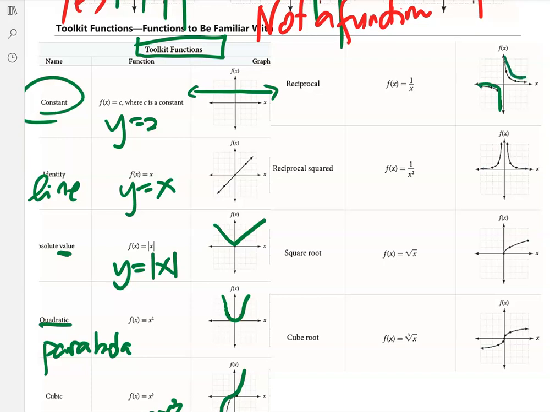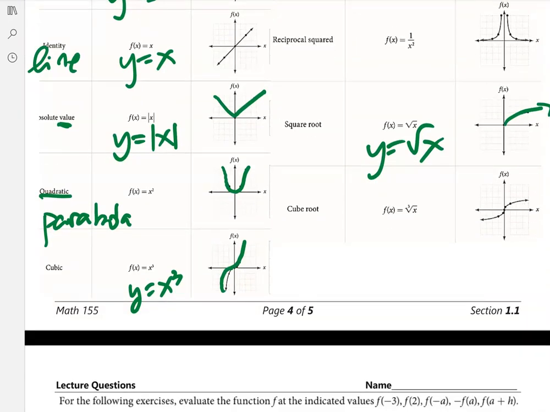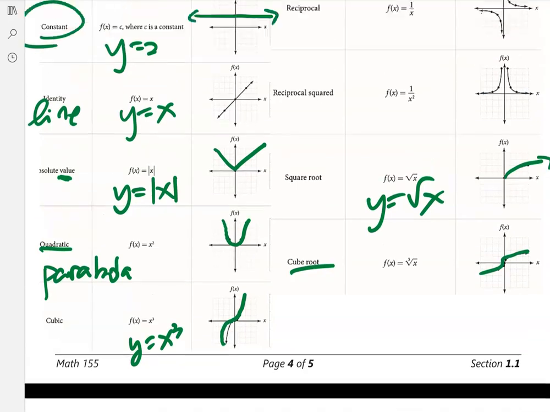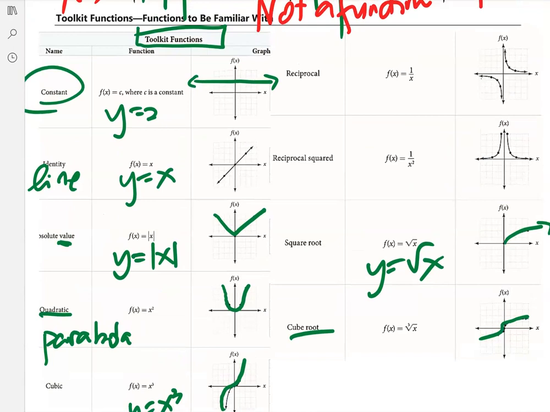You have the asymptotes here. Then also you have the reciprocal squared, 1 over x squared, and then the square root function, or y equals square root of x, and you have the cube root function. This is the shape of cube root. So this is cubic and this is cube root. Okay, so I want you to remember all these toolkit functions.